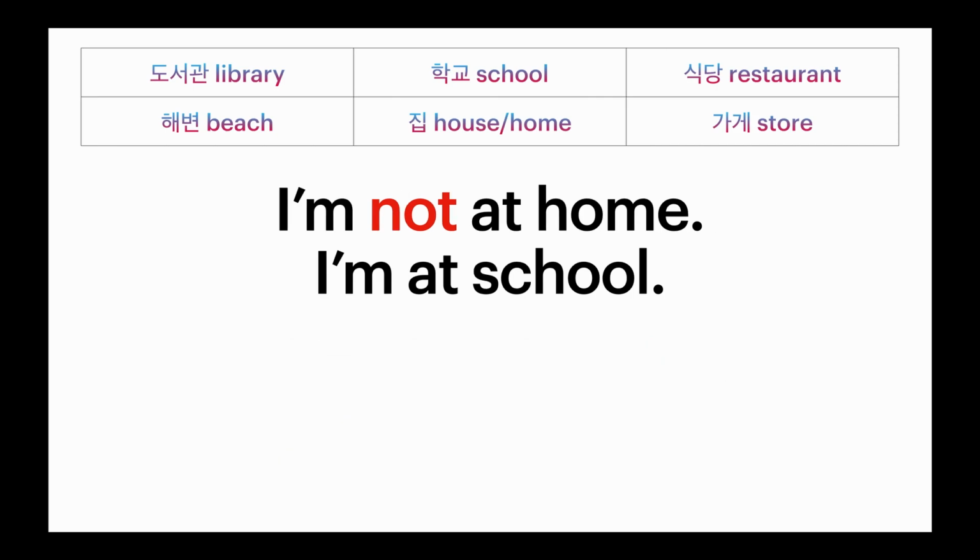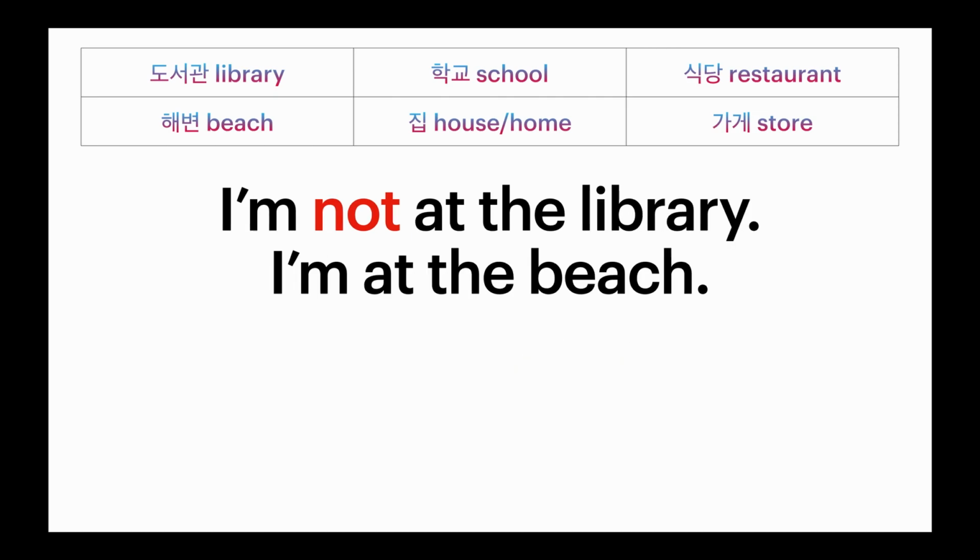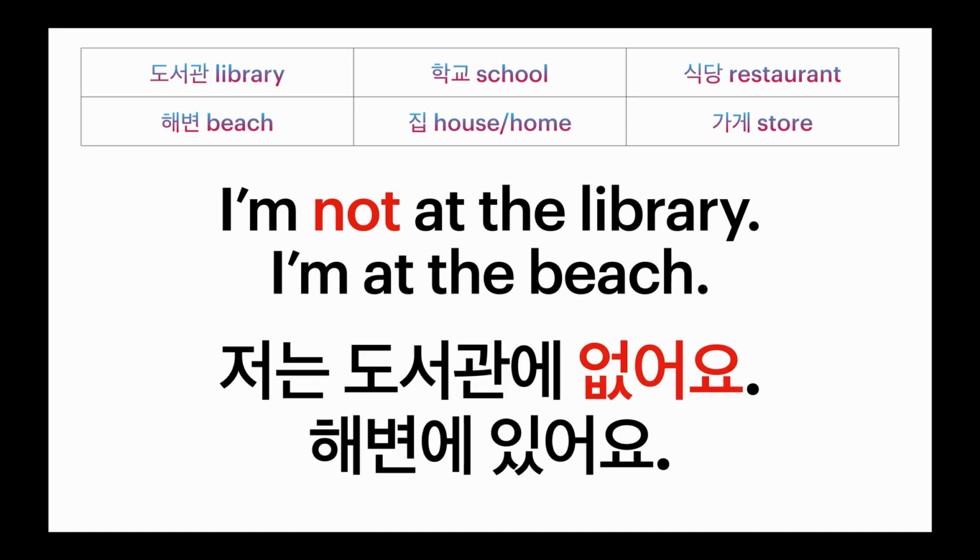Okay, let's try. I'm not at home. I'm at school. 저는 집에 없어요. 학교에 있어요. I'm not at the library. I'm at the beach. 저는 도서관에 없어요. 해변에 있어요.